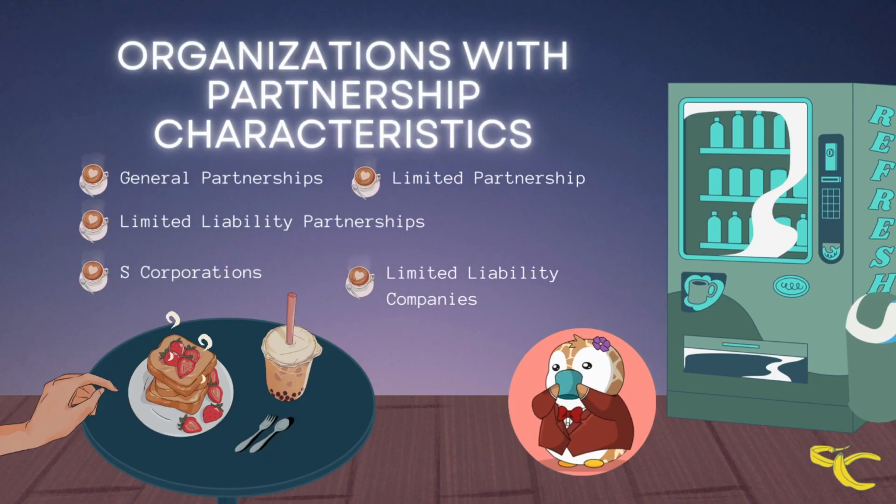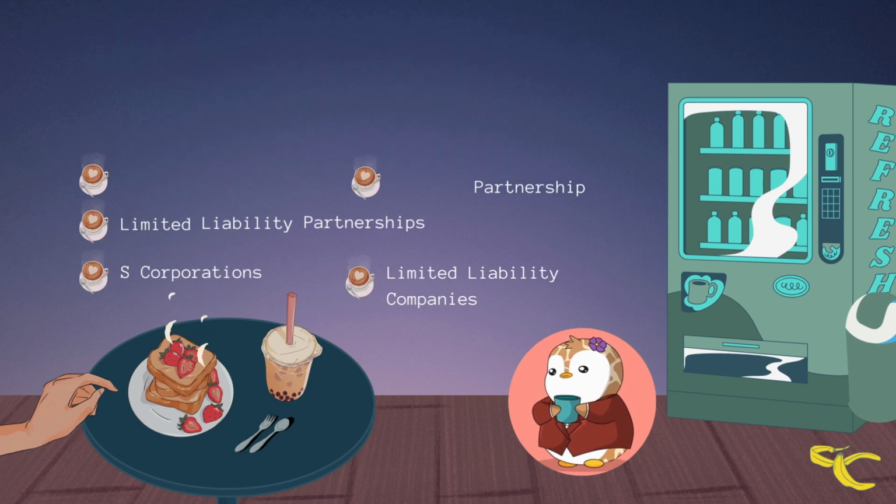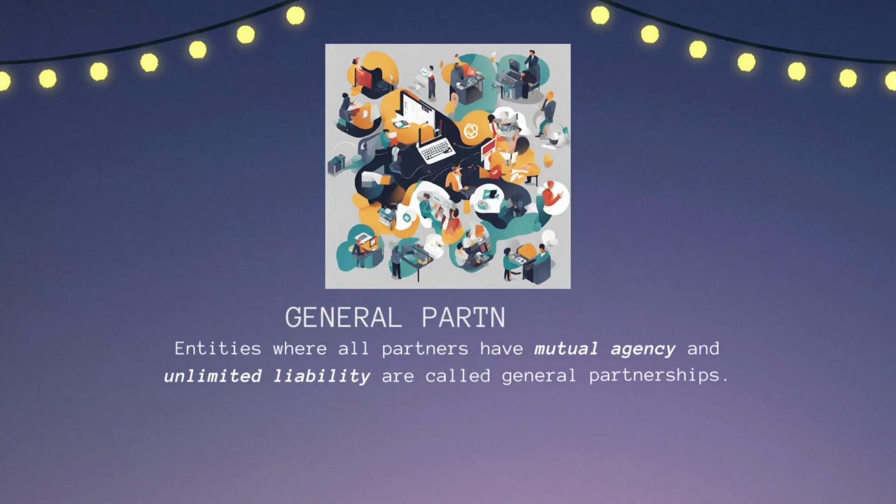Organizations with partnership characteristics. General partnerships. Limited partnerships. Limited liability partnerships. S corporations. Limited liability companies. General partnerships: entities where all partners have mutual agency and unlimited liability are called general partnerships.